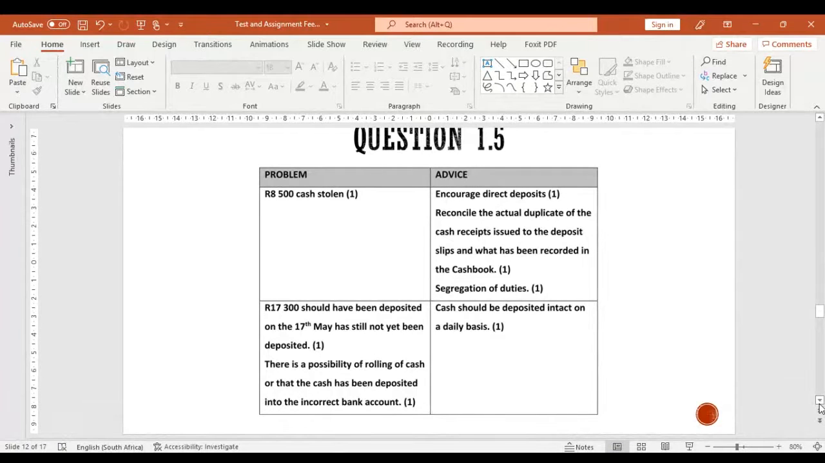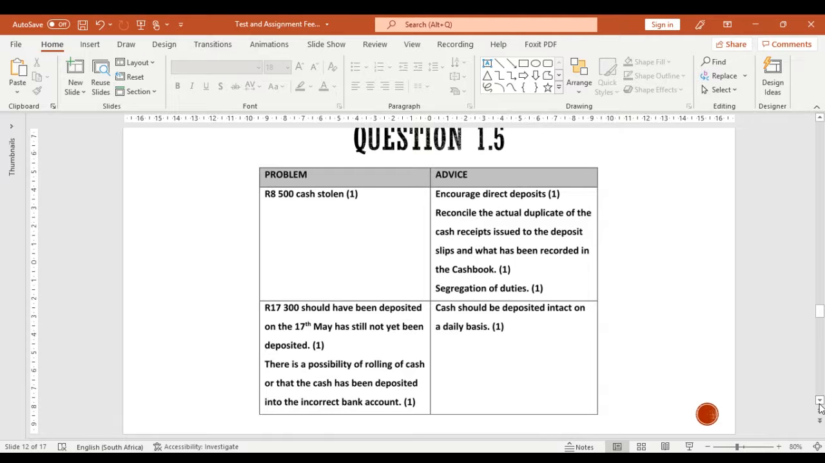Segregation of duties is by having someone else take it to the bank rather than the person receiving it. Then the other thing is the amount that has not yet been deposited. So the amounts we received on the 17th, we've still not deposited yet, or the rolling of cash into the incorrect bank account. Those could be potential problems. So advice you could give your client is that they should deposit on a daily basis to avoid these errors. So these were the main issues.